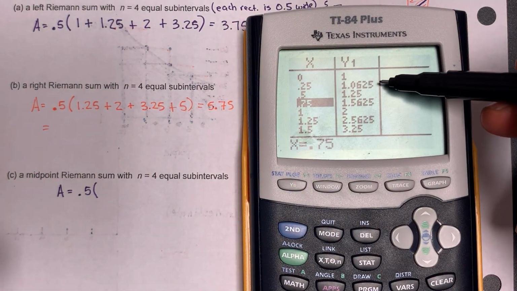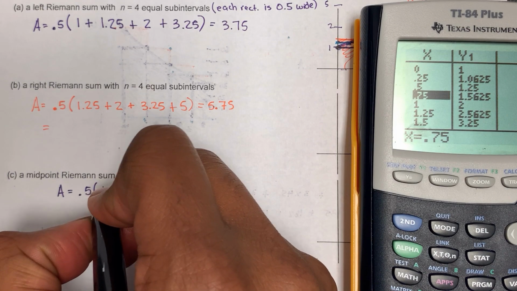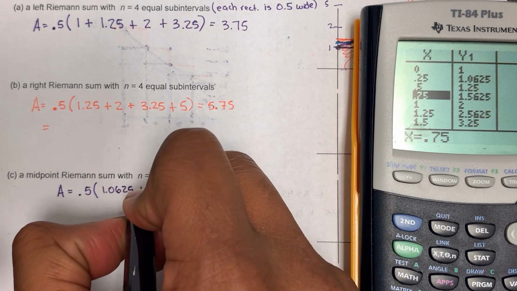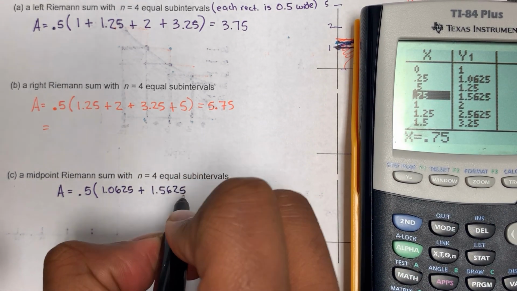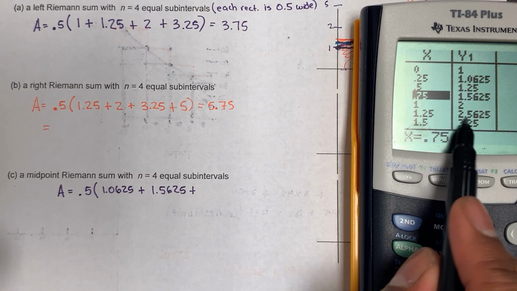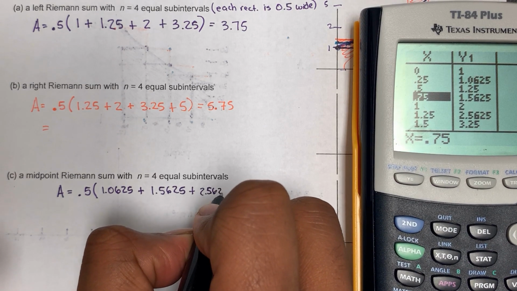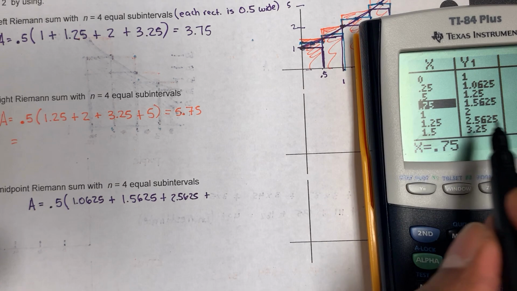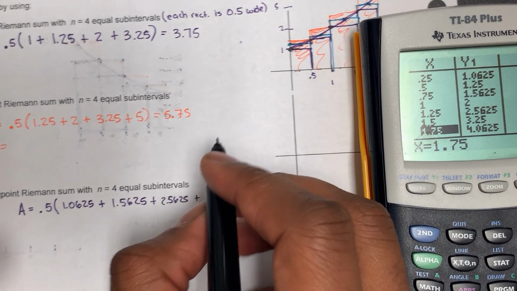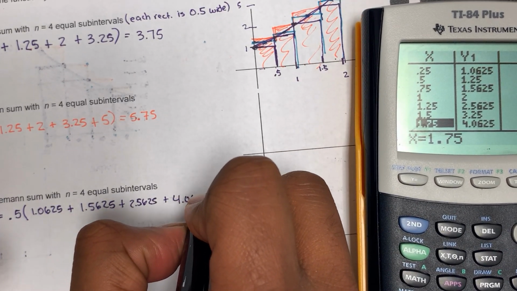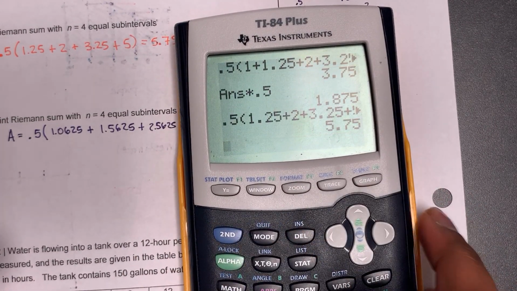So using our table, at 0.25, the height is 1.0625, plus at 0.75, 1.5625, plus at 1.25, 2.5625, plus at 1.75, 4.0625. And we'll just add all that up, multiply by half.